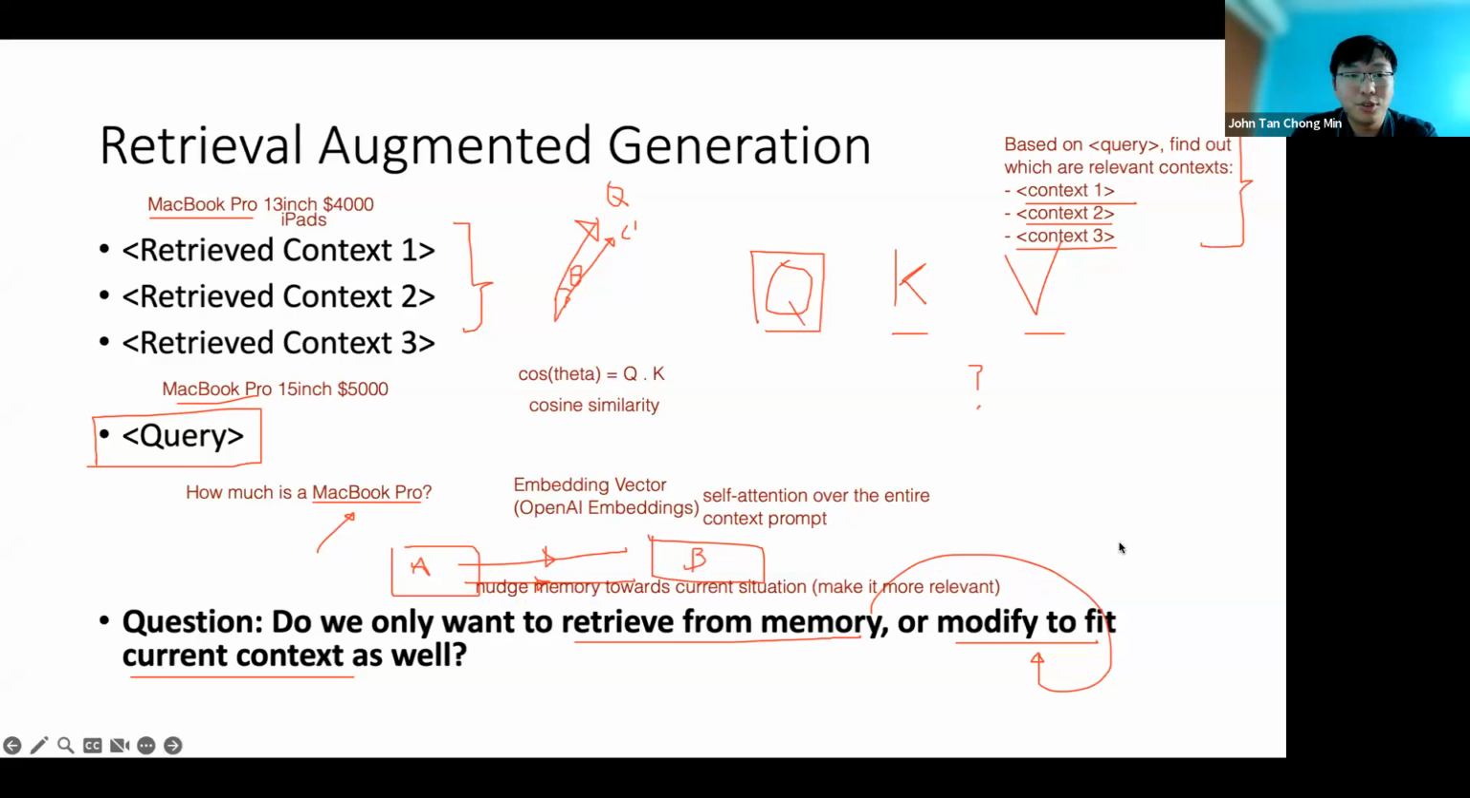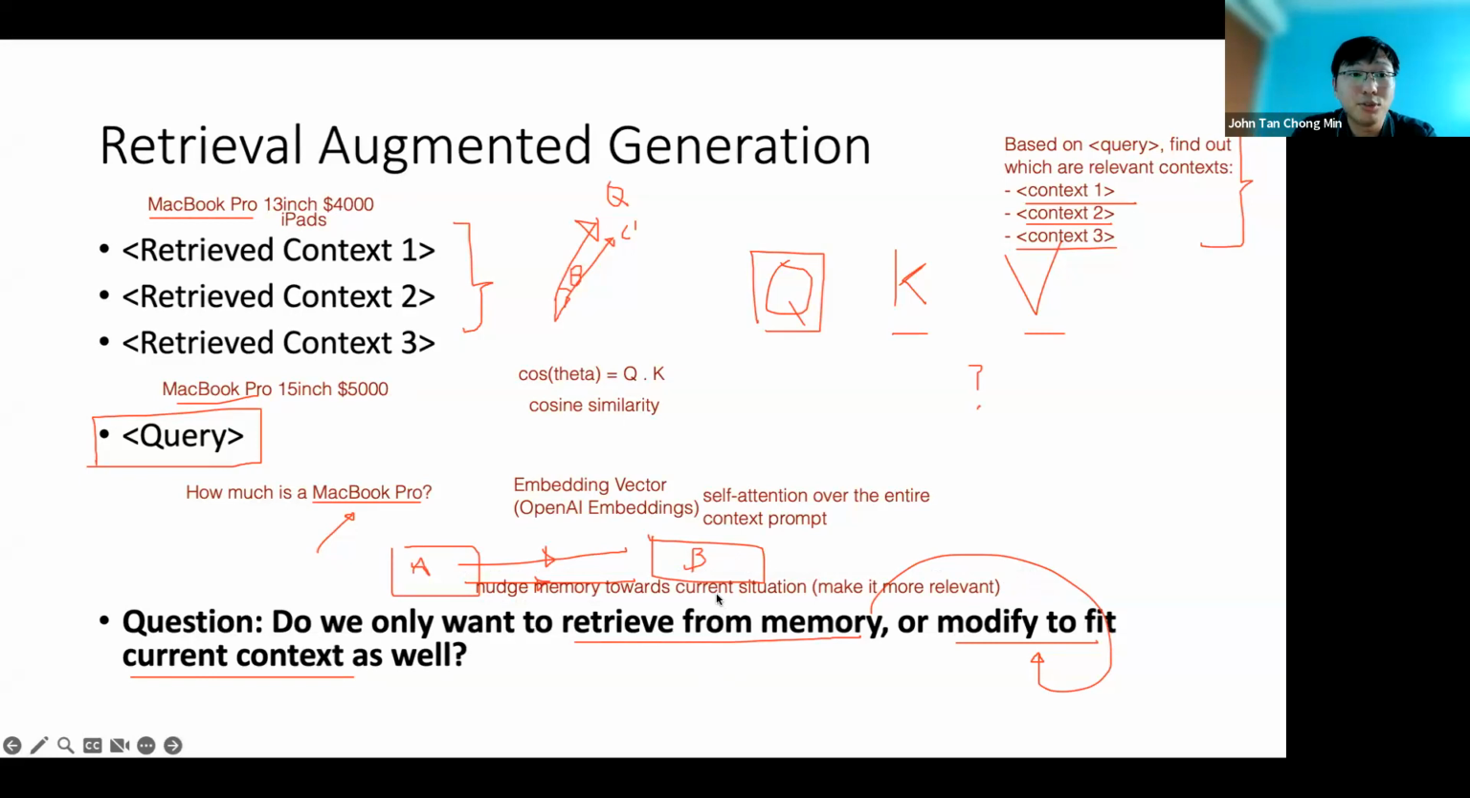It's not so much useful if you are creating a store to help people purchase stuff. You don't want to change your context, right? You don't want to change the MacBook Pro price as 4,000 or 15-inch as 5,000. But if you're an agent trying to explore the world, sometimes nudging your memory towards something more useful might actually help you perform better.